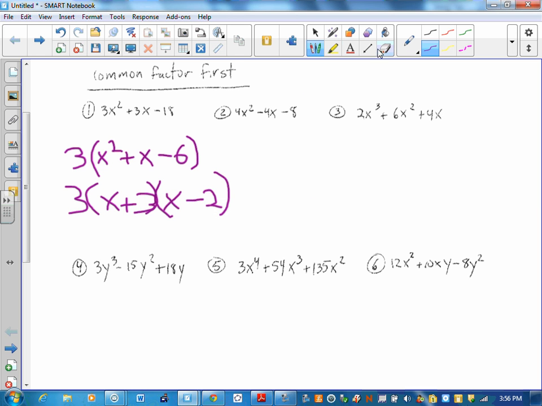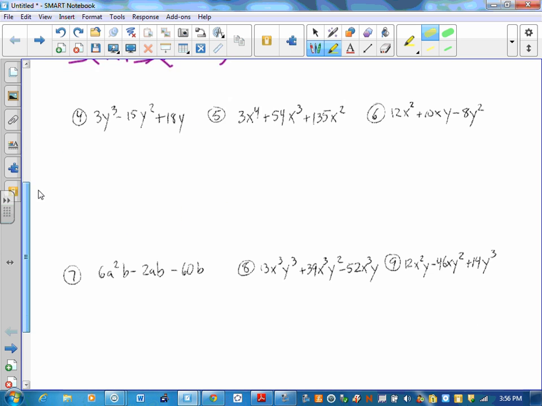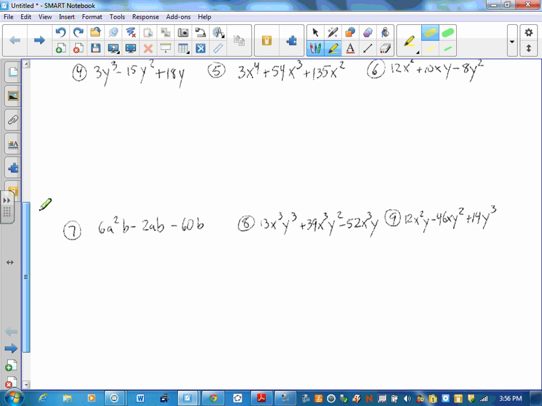So let me switch colors here. If we put these two together, we get 3x. Put these two together, we get negative 2x. That makes the 1x in the middle. And you multiply the 3 and the 2 to get negative 6 there with that negative there. So this is it, but this whole page is going to factor twice. Let me undo this. There we go. Let's go down a little bit.